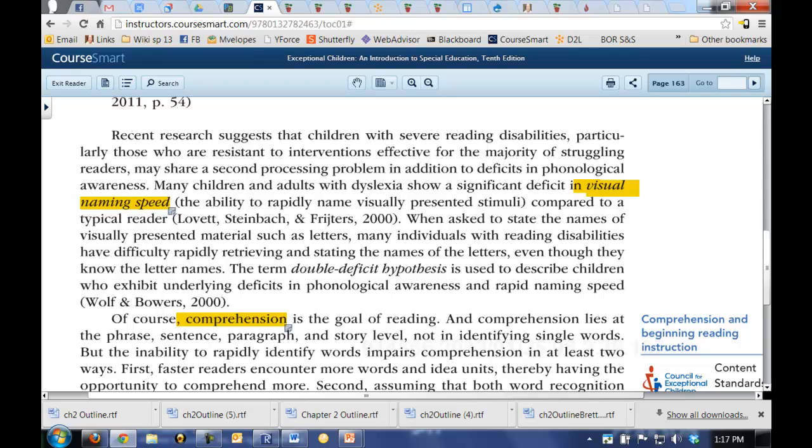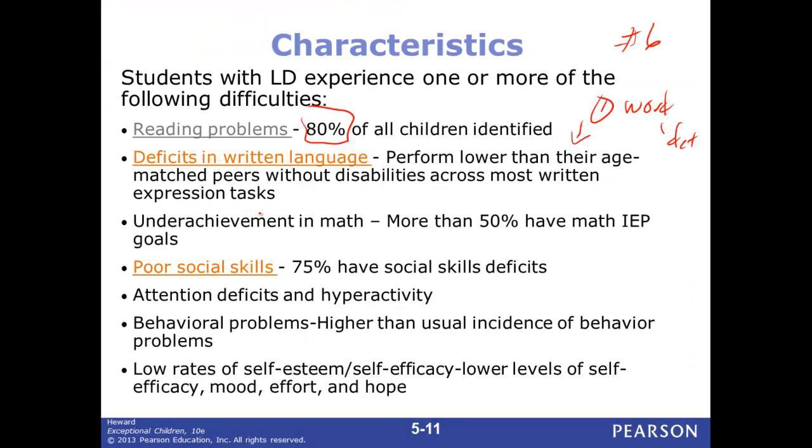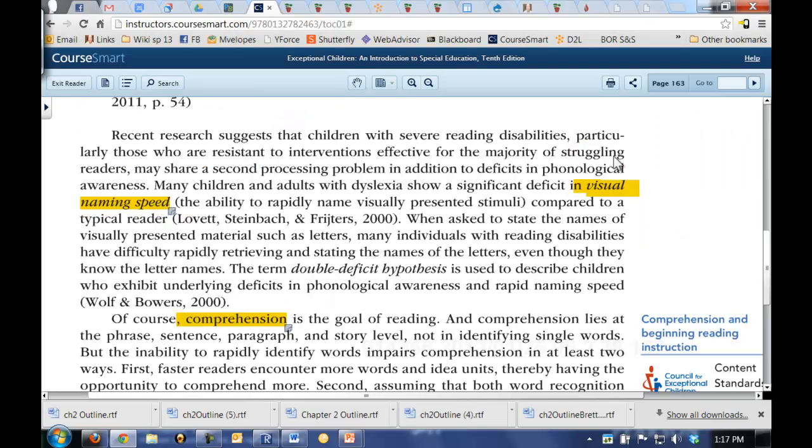Okay, this continues. Recent research suggests that children with severe reading disabilities, particularly those who are resistant to interventions effective for a majority of struggling readers, may share a second processing problem in addition to deficits in phonological awareness. Many children and adults with dyslexia show a significant deficit in visual naming speed. So you bring that one in here also. So you have 3 things, and here's the 4th. Visual naming speed.